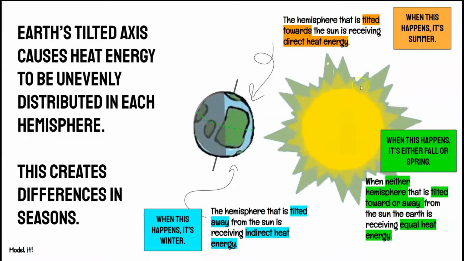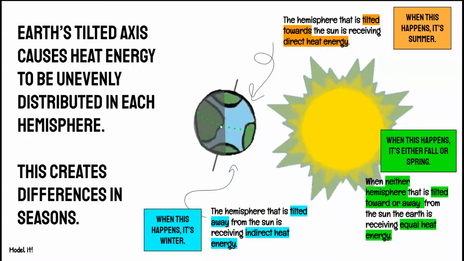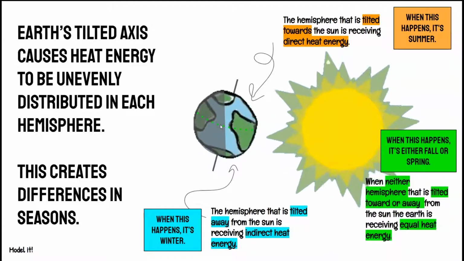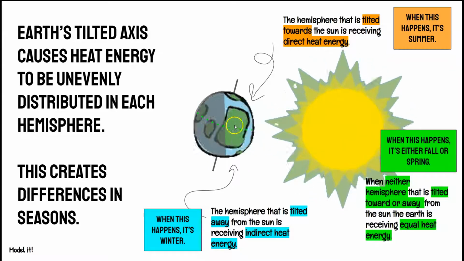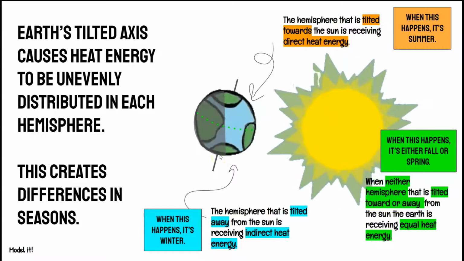Remember, we did learn so far that the hemispheres, the northern and southern hemispheres, are the two halves of the Earth. Everything north of the equator, my green line here, is the northern hemisphere, and everything south of the equator is the southern hemisphere.